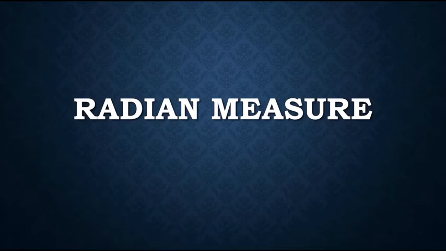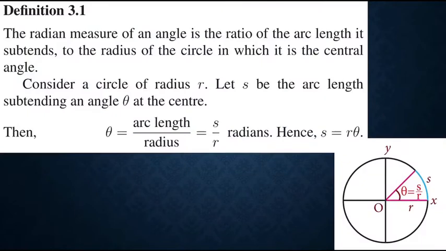A radian is the most common unit of angle measurement. We used to measure angles in degrees. Right now, we are going to measure angles in radians also. The radian measure of an angle is the ratio of the arc length it subtends to the radius of the circle in which it is the central angle.